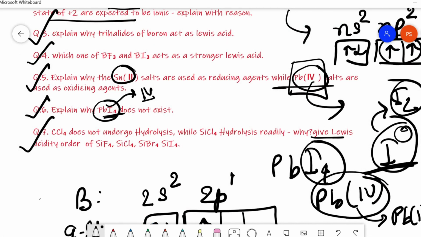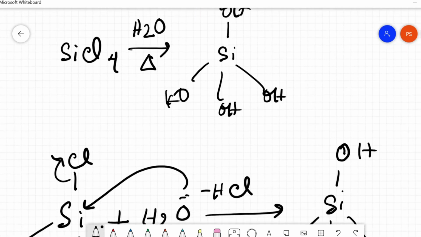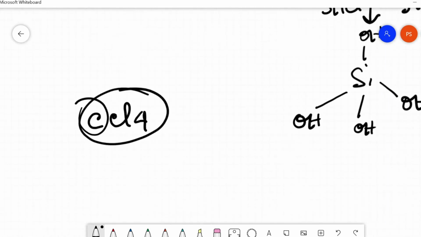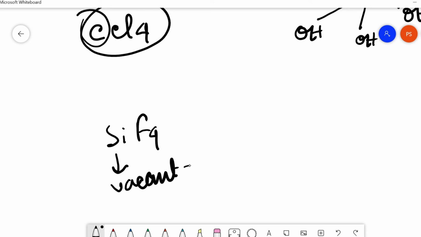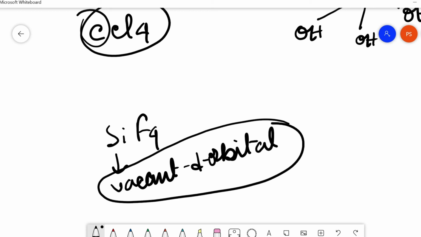The last question is: give the Lewis acidity order of SiF4, SiCl4, SiBr4, SiI4. Now, SiF4 has Lewis acidity due to the vacant d orbitals present, hence it can accept electron pairs. That's why it can act as a Lewis acid.